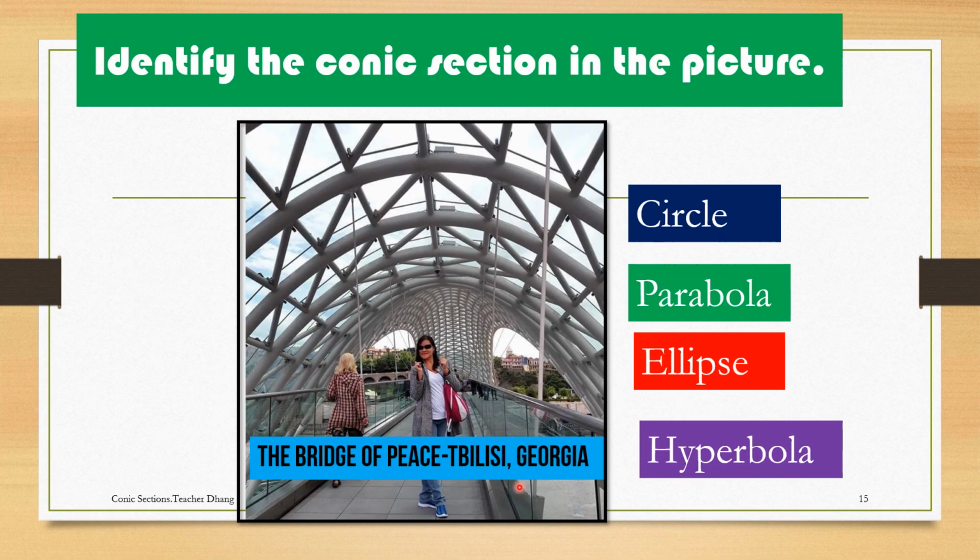The Bridge of Peace is located in Tbilisi, Georgia. The Bridge of Peace is a bow-shaped pedestrian bridge, a steel and glass construction illuminated with numerous LEDs over the Kura River, linking the river park with Old Town in central Tbilisi. What conic section is illustrated by the bridge?